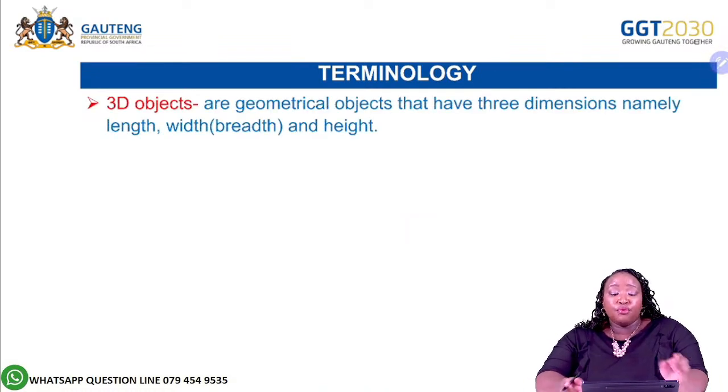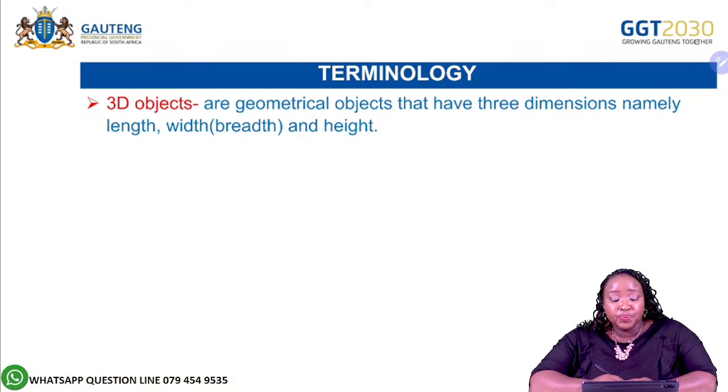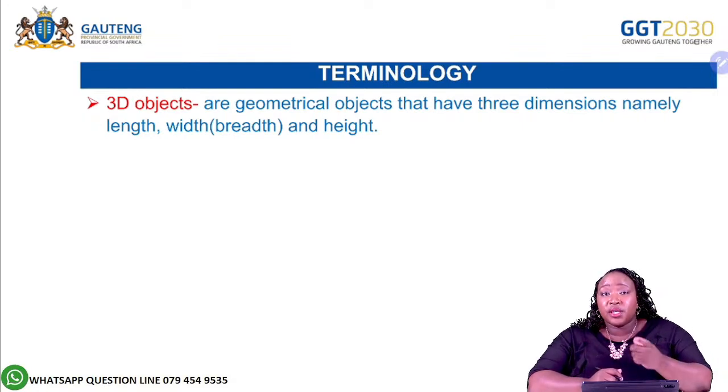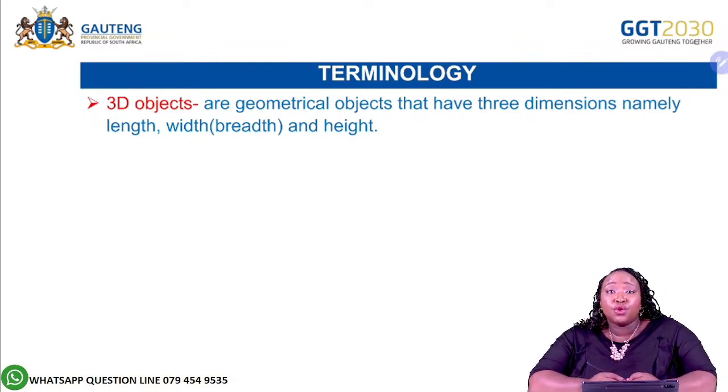We're starting off with 3D objects. These are geometrical objects that have 3 dimensions, namely length, width or breadth, and height. All right, I will show you pictures. I will have the physical objects in a moment. I will show them to you.